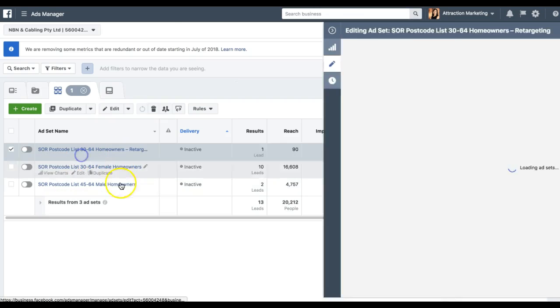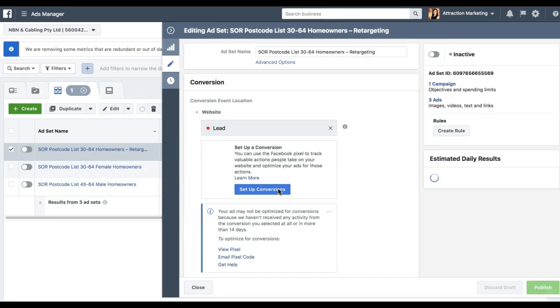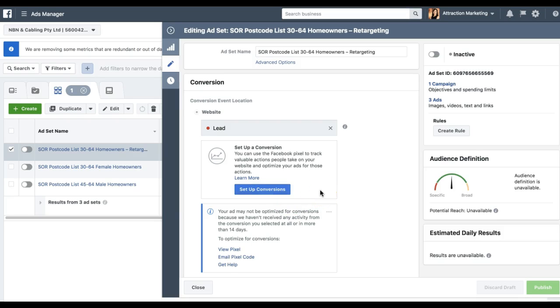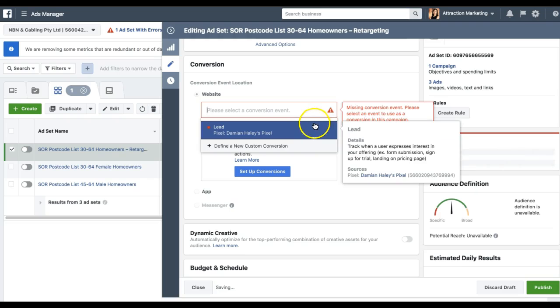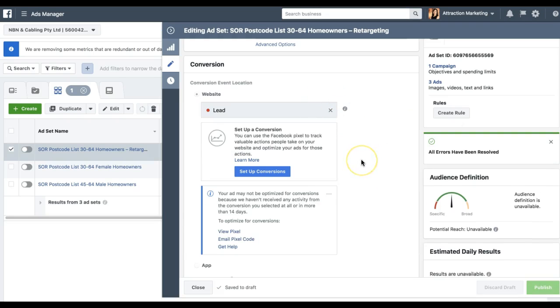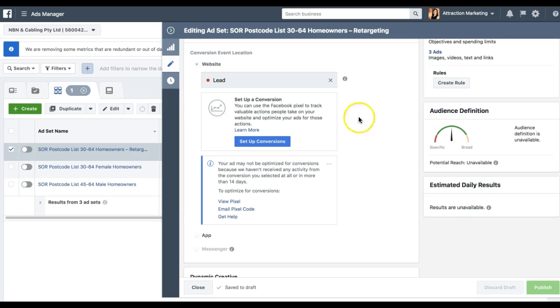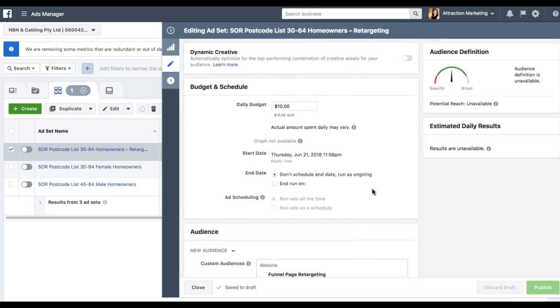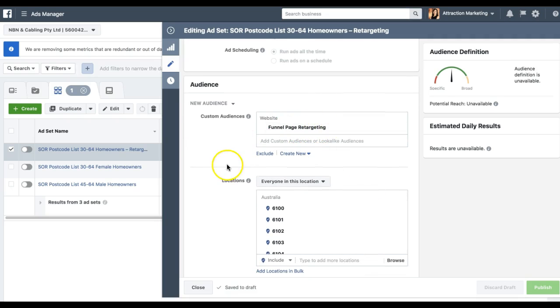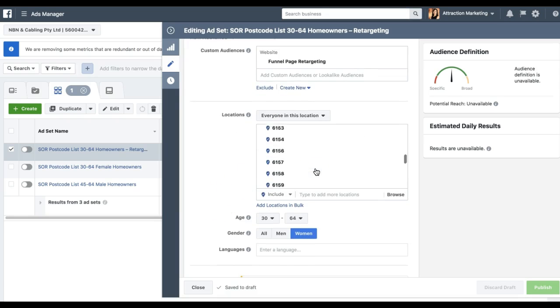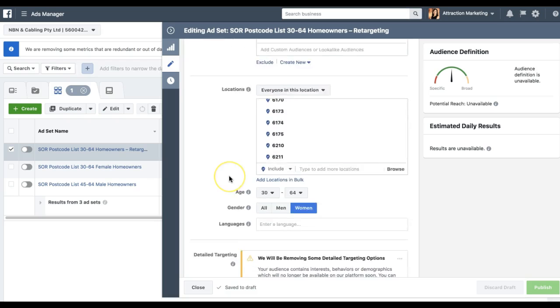So if we have a look here, you've got a conversions campaign, but it's saying that there is not an active pixel on the website. So maybe it's because of this, but we just need to check that the tracking is actually working properly. Funnel page retargeting, okay. We've got specific suburbs here, which is good.